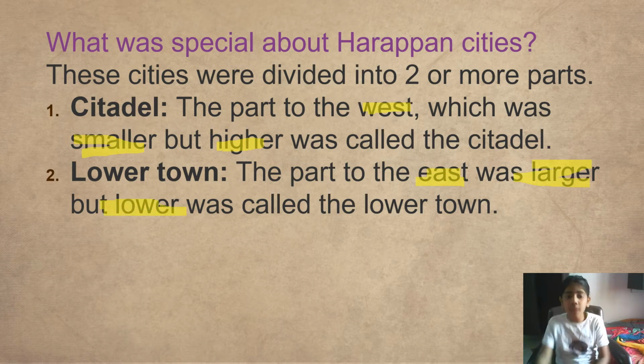Now just remember some words. For the second one, it's easy. The part to the west was larger but lower, and it was called the Lower Town.